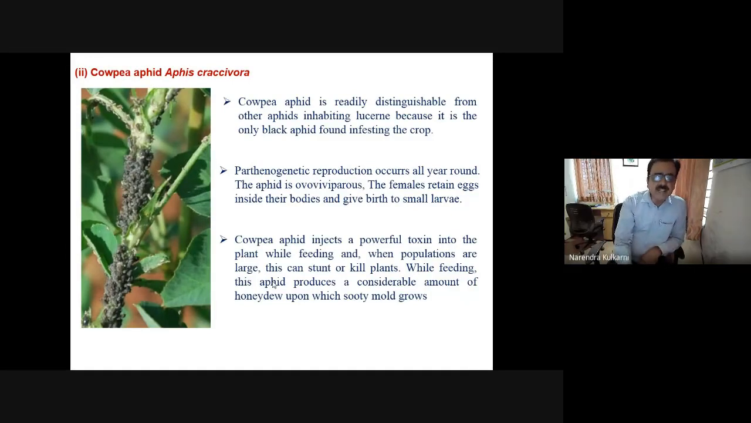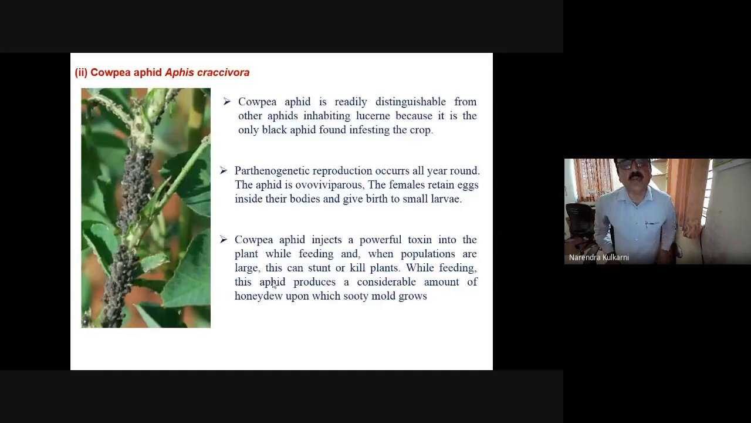So then again we'll give the cut from January onwards. Okay, this Acyrthosiphon pisum slowly disappears from the lucerne, and we again keep on taking cuts in July, August, September. During the kharif season, we will come across another aphid called the cowpea aphid, Aphis craccivora, especially in July, August. This insect replaces the Acyrthosiphon, which is not seen at that time. So this is a black aphid which is seen on cowpea.